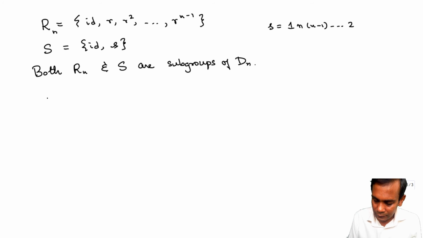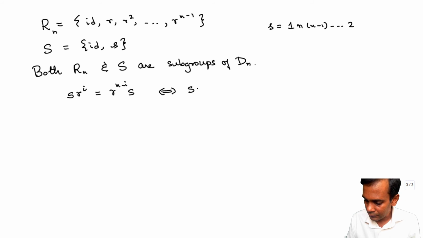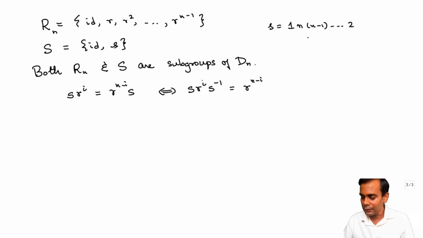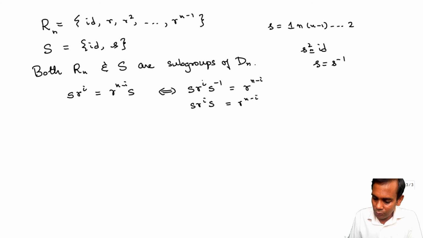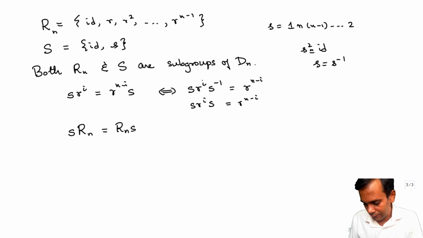Okay, and moreover, this identity that S R to the I is equal to R to the n minus I times S can be written as S R to the I S inverse is equal to R to the n minus I. Note that S is a reflection, S squared is the identity, so S is equal to S inverse. We can also write this as S R to the I S is equal to R to the n minus I. So whichever way you look at it, what you get is S times Rn is Rn times S.